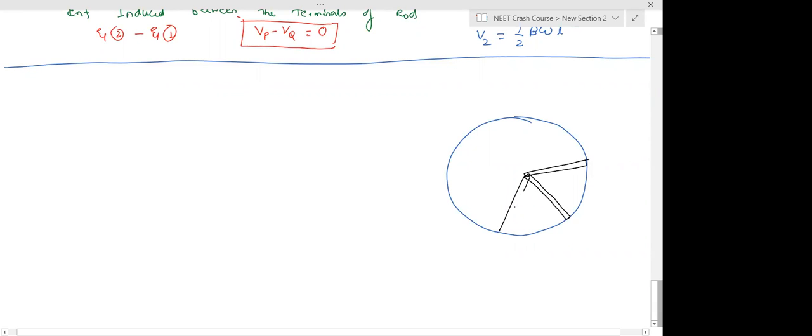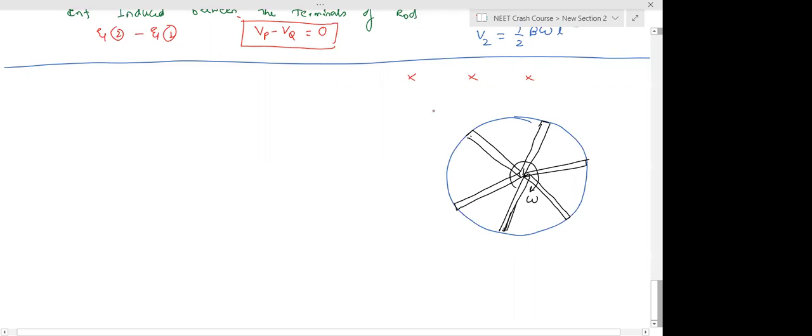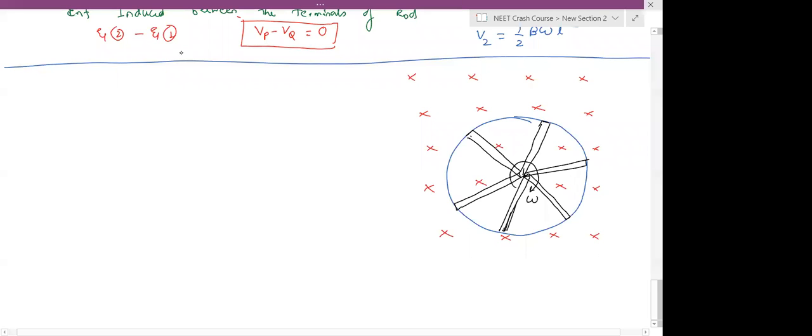So outside it's like a zero resistance wire on which they slide. N number of rods, like a wheel having spokes, a cycle wheel. Each rod has length L. It is rotating about an axis passing through the center perpendicularly. Magnetic field is perpendicularly inwards into the plane. The rods are joined together at the center and rotating with constant angular velocity omega.